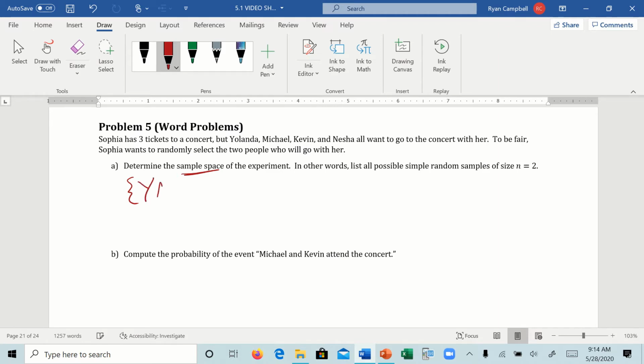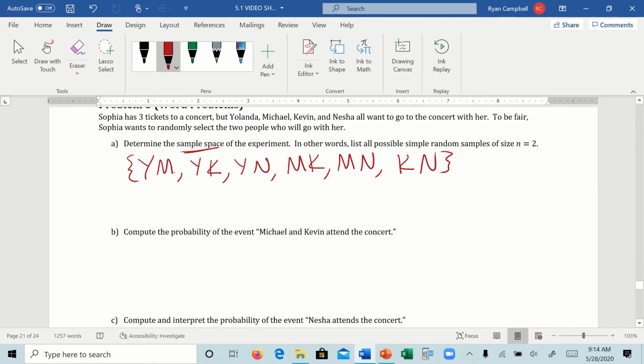So we could have Yolanda and Michael go with her, Yolanda and Kevin, Yolanda and Nisha. We could have Michael and Yolanda, but that's the same as Yolanda and Michael this time. So Michael and Kevin could go with her, Michael and Nisha, or Kevin and Nisha. So these are all the possibilities. Now, what is the probability that Michael and Kevin attend the concert? This one is Michael and Kevin, so that would be one possibility out of 1, 2, 3, 4, 5, 6, which is 0.167.